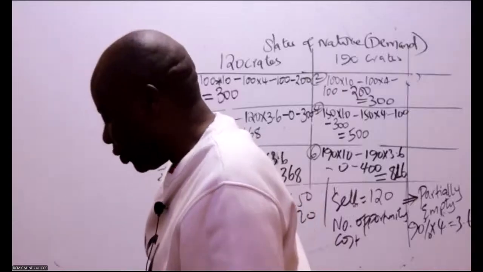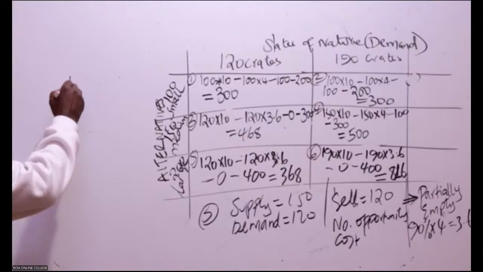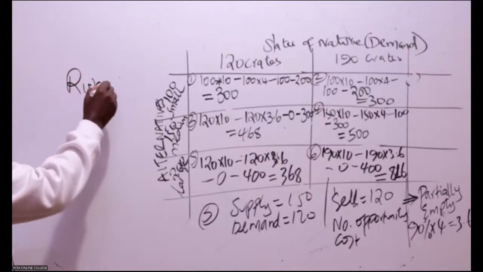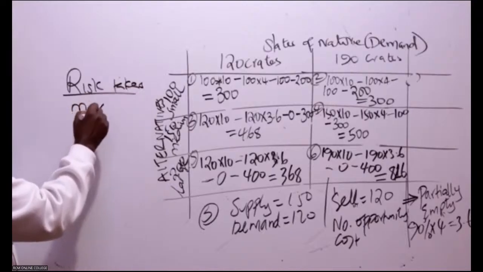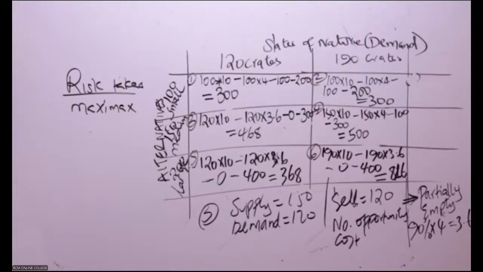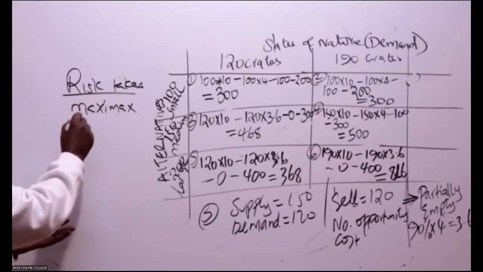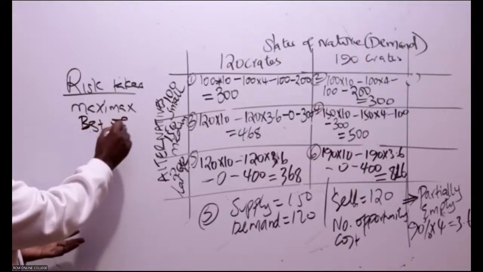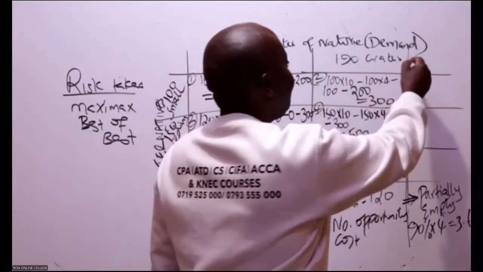So we have risk takers. Risk takers, advise them using maxi. So remember maxi, ladies and gentlemen, this stands for maximum of maximums. Best of the best. So create a column here for best.